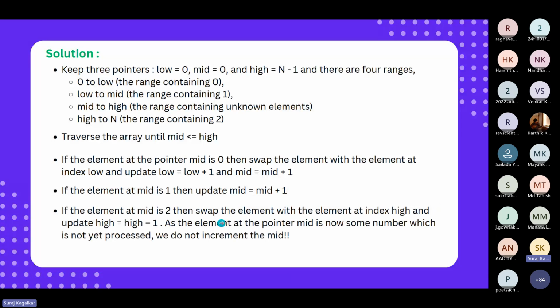If element at mid is 2, then swap the element with index high and just update high equals high minus 1. We just decrement it by 1. And as we don't know what exactly is at mid at this point, we don't do anything to mid. We just decrement high and we go on with the loop. Okay, right. This might be too much to take, but it is pretty easy. So let's look at an example.